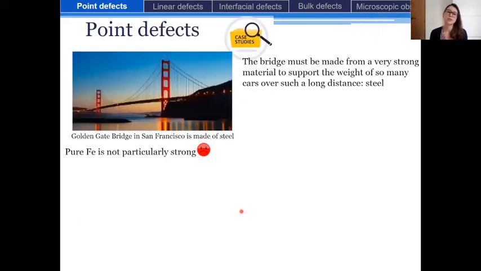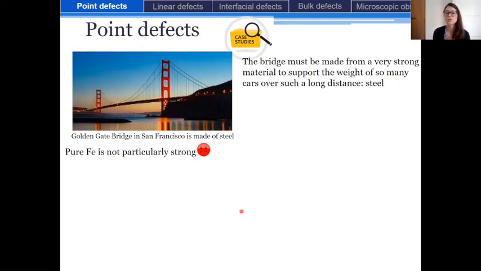Okay, now let's consider this second case study. As you may know, this is the Golden Gate Bridge in San Francisco. If we consider the requirements for a bridge, it must be made of a very strong material to support the weight of so many cars over such a long distance. And one material that is relatively cheap is iron. But the problem is that iron is not particularly strong.